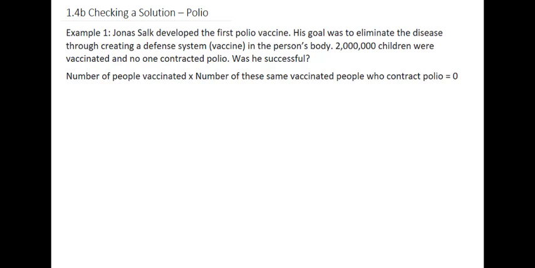Checking a solution. Jonas Salk developed the first polio vaccine. His goal was to eliminate the disease through creating a defense system vaccine in the person's body. 2 million children were vaccinated and no one contracted polio. Was he successful?